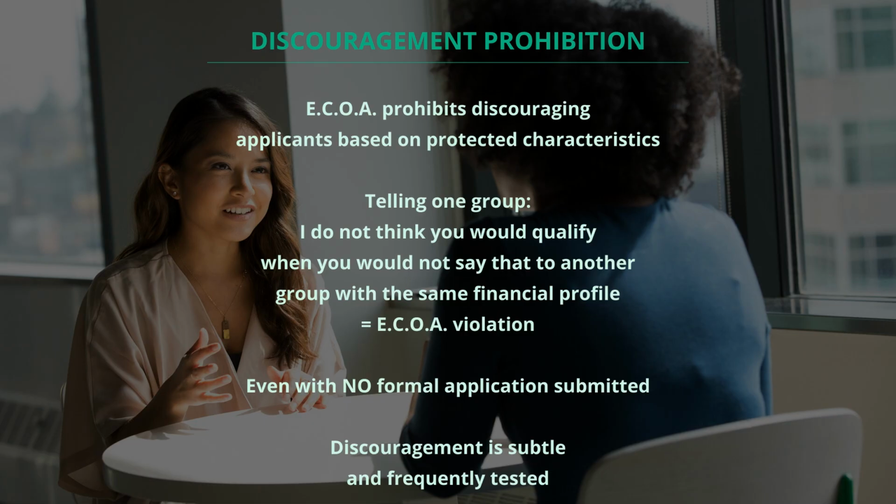ECOA prohibits discouraging applicants from applying based on protected characteristics. Telling one group of people, "I do not think you would qualify," when you would not say that to another group with the same financial profile is an ECOA violation, even with no formal application submitted. Discouragement is subtle and frequently tested. The standard applies to all aspects of the credit process, including initial contact.